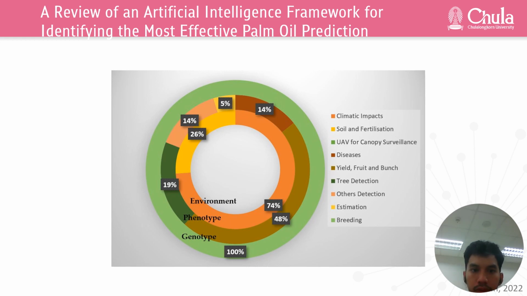The majority of the studies rely on environmental aspects, which are climate, soil, and fertilization. And it is obvious, as we mentioned earlier, that, for example, rainfall and precipitation really connect to palm oil production.